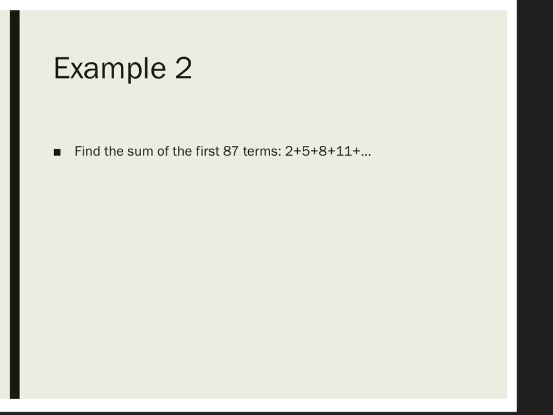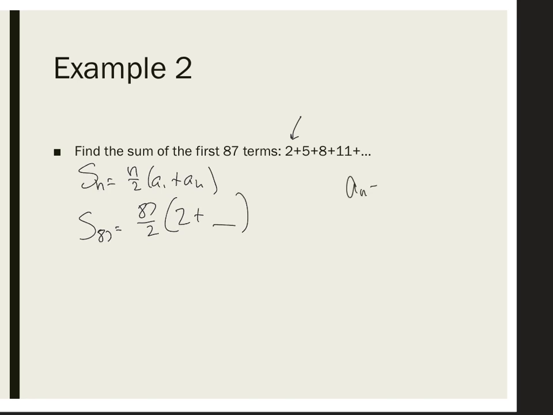Okay, so this is asking for the sum of the first 87 terms. So here's the formula. Sum of the first 87. 87 over 2. The first term I can see is 2, but what I don't know is the 87th term. So here's my other formula. And I've got a lot of stuff I can put in here, except I don't have D yet, but I will momentarily.